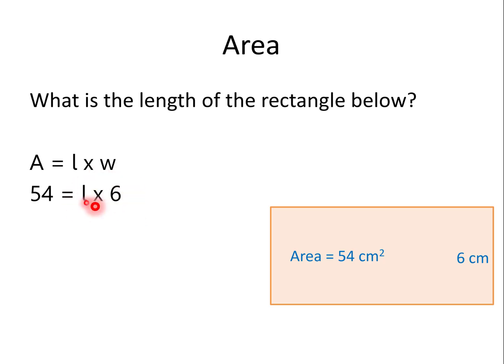Well, I don't want L times 6, I want just L. So to get rid of the 6, I divide by 6. That will give me 1, leaving just L on this side. However, whatever I do to this side of the equation, I need to do exactly the same to this side. So I'm going to divide by 6 on both sides of the equation. Well, 54 divided by 6 is 9. So L equals 9. These are in centimeters, so my answer is also in centimeters, so it's 9 centimeters.